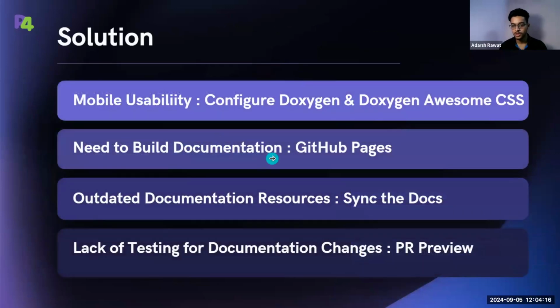So these are the solutions summed up for you. For mobile usability, we used Doxygen. Doxygen was already configured, but it was obsolete. So we updated to Doxygen 1.12.0, which is the latest version of Doxygen. It involves a feature where we can hide the comments from GitHub while actually using them for the Doxygen generated documentation.